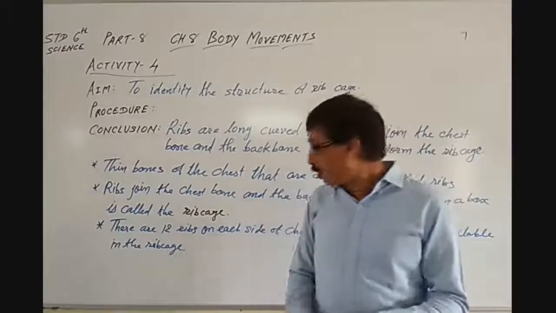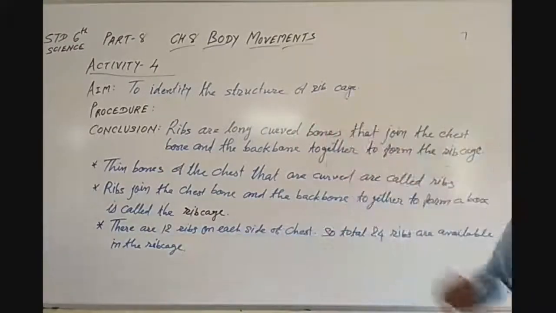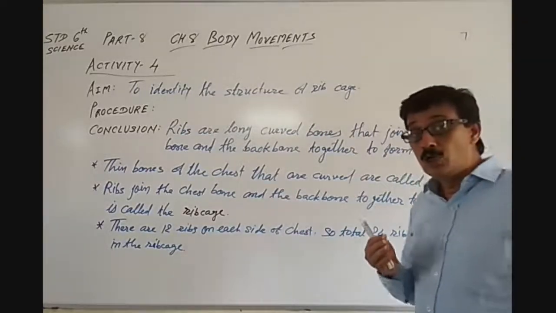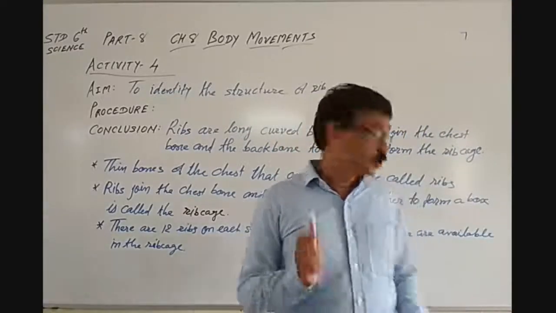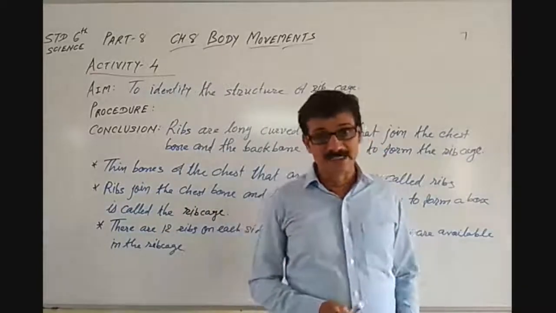On both sides there are 12 ribs. See, there are 12 ribs on each side of the rib cage. Then, in total how many ribs are there? Can you say? So, a total of 24 ribs are available in the rib cage.